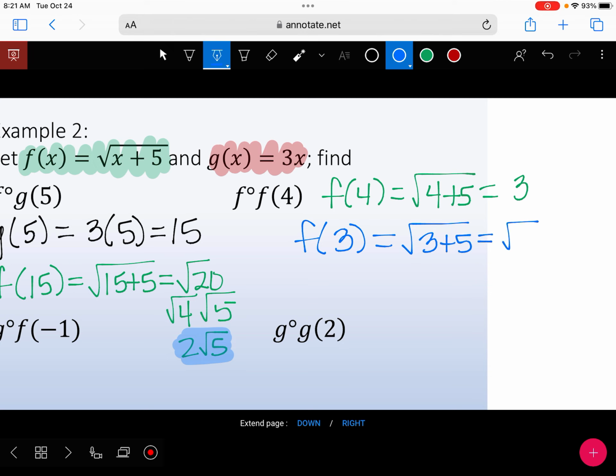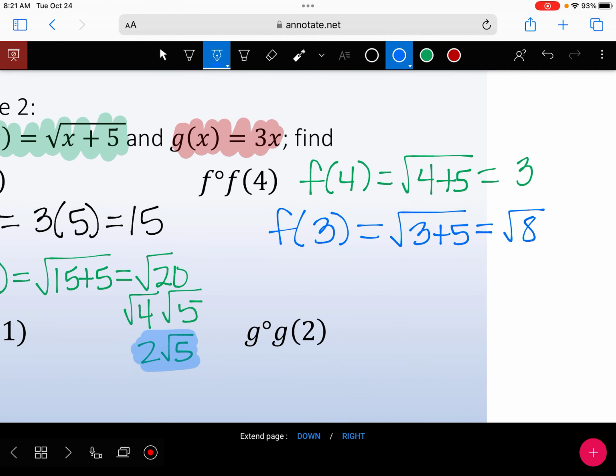Which would be the square root of 8. Simplify that 8. Now, if you can't simplify it, for example, if we had a 7, we would just stop right there. But 8 does have a perfect square that we can take out, and that's 4. So we're going to simplify that down to 4 times 2, which would be 2 root 2. Okay, any questions about how we did those 2?